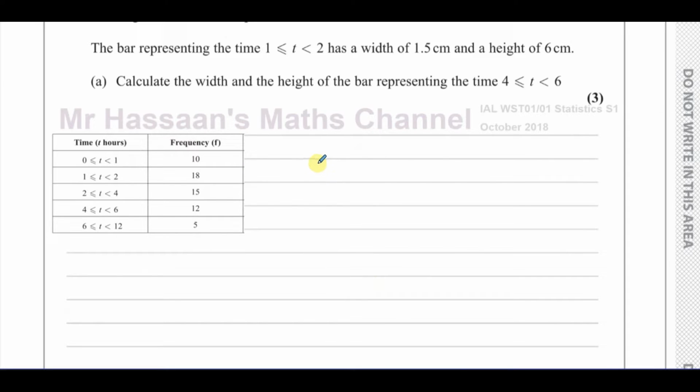Okay, so this is a very typical type of question. They've given us information about the 1 to 2 bar, and they want us to calculate the dimensions of the 4 to 6 bar. They gave us information about the width of the bar and the height of the bar. Now the width of the bar is determined by the interval, and the height of the bar is determined by the frequency density.